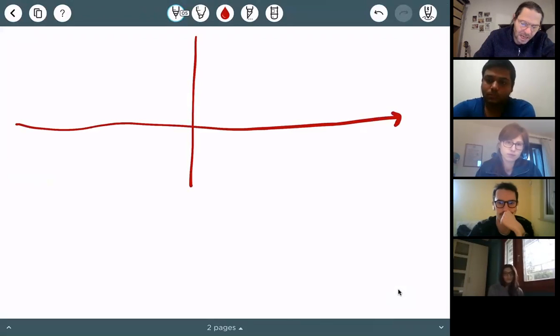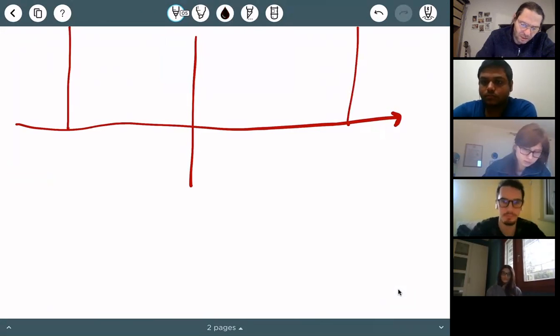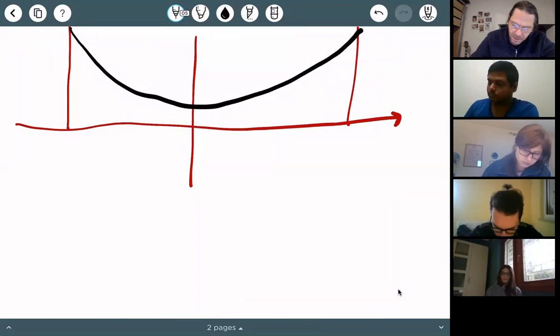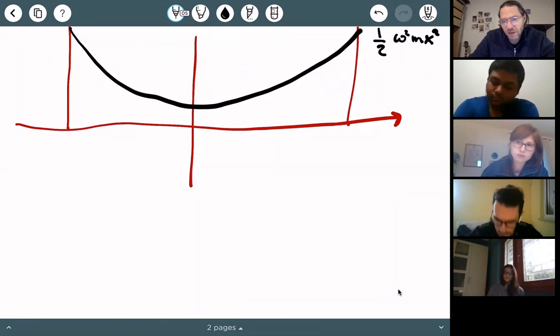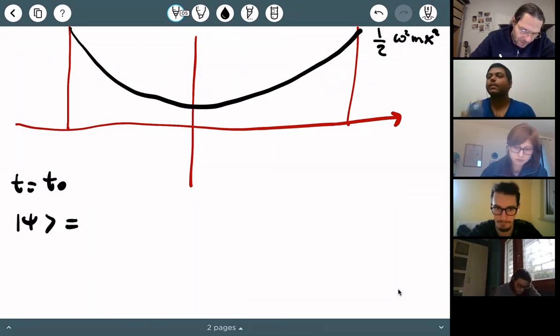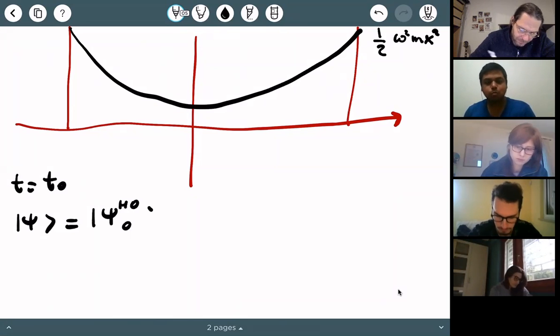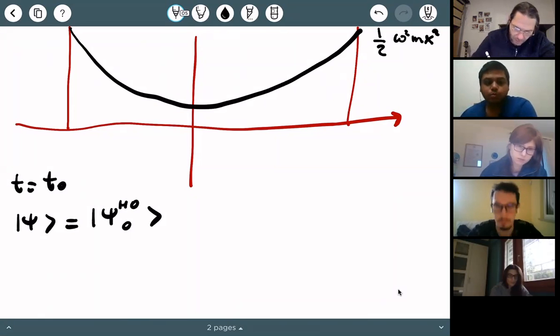So the idea is that at time t0, I'm experiencing a potential, this potential, and I am in a ground state of this potential. So at time t equals t0, my wave function psi is in the ground state of the harmonic oscillator.